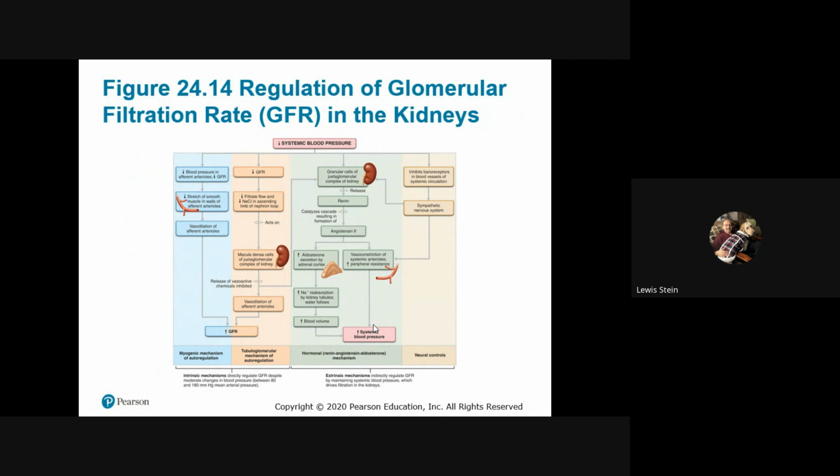That has some activity. Then in the lungs, there's an enzyme called ACE, which stands for angiotensin converting enzyme. And what that does is it converts it to the active form, angiotensin 2. Angiotensin 2 then will work on the adrenal glands to release aldosterone.